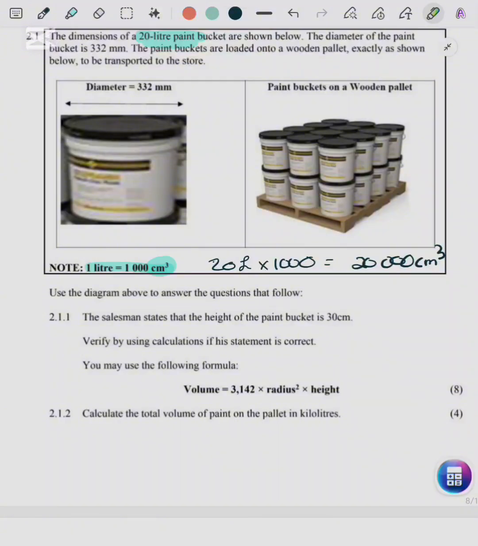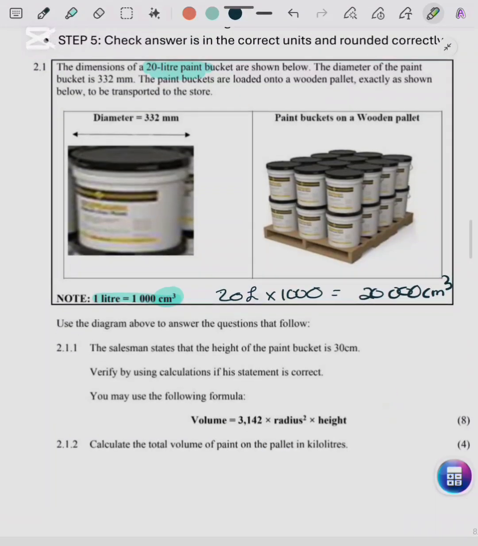So the first question is, well, how many tins of paint are there on the palette? And this is basically just counting, right? You can count and see there's 1, 2, 3, 4 going along. There's 3 rows of 4, so there's 12, and there's 2 levels. So there are 24 tins or paint buckets on that palette.